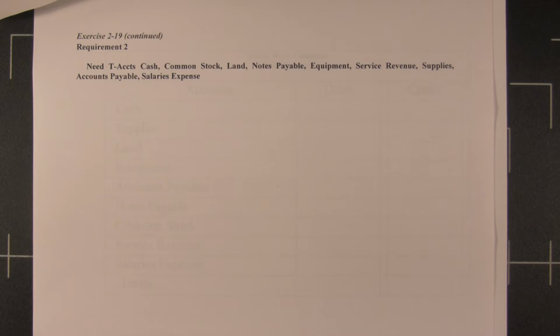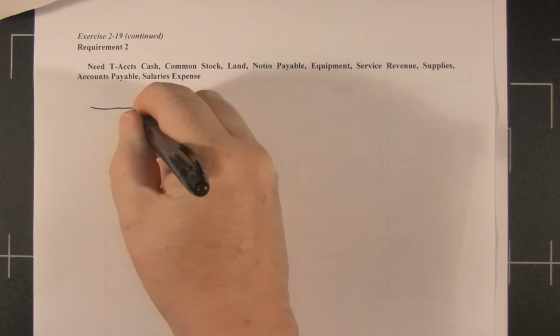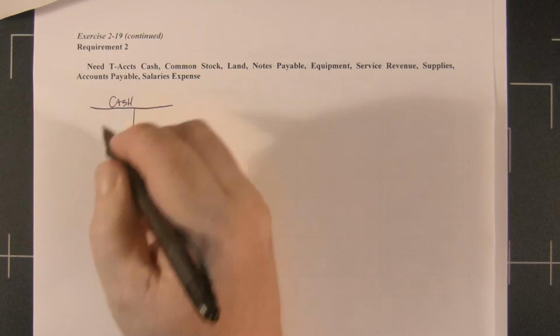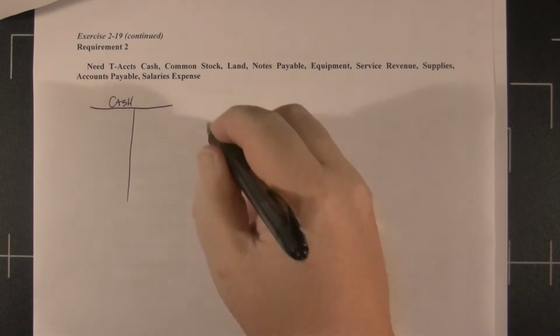Exercise 219, requirement 2, refers you back to the transactions you just journalized and says create a T account and balance the accounts to get ready to do the trial balance. As an accountant, you have in your back pocket an unlimited supply of free T accounts. So the first one we need here is cash and common stock.